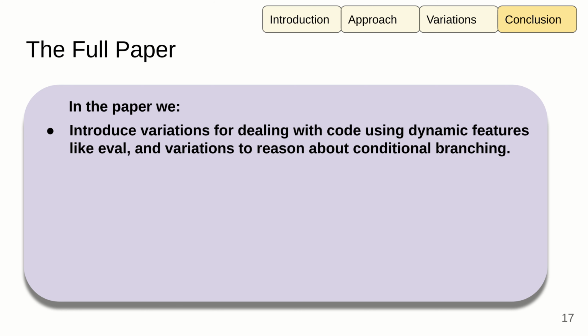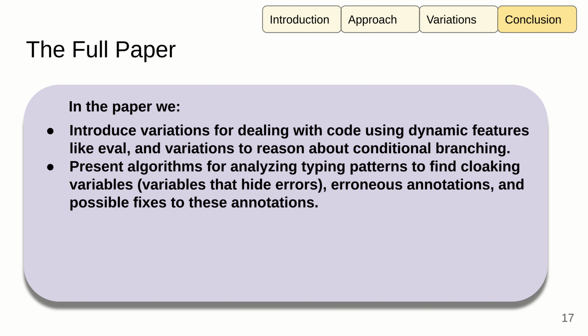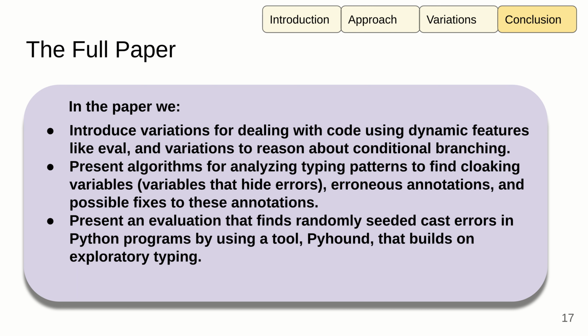In the full paper, we introduce more kinds of variations for dealing with dynamic features like eval and variations to reason about conditional branching. We present algorithms for analyzing typing patterns, suggesting possible fixes, and supporting our different goals. And we present an evaluation where we randomly seeded cast errors into different Python programs by using a tool to add incorrect annotations. Then we found the errors by using our tool PyHound, which implements exploratory typing, and discovered and reported all these different errors. So you can see the full evaluation details there.